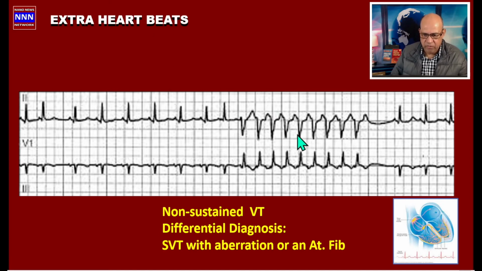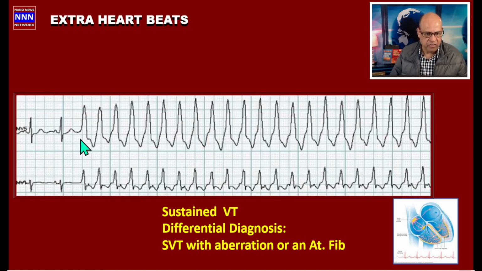Whenever you see a wide QRS tachycardia, we should always keep in mind the possibility of a supraventricular tachycardia with aberration. You always go back and look at long strips before the arrhythmia started. If you're seeing similar morphology in an extra beat, single beat or two beats, that might help you to identify whether this is supraventricular or ventricular.